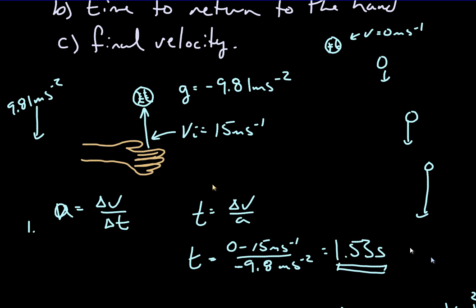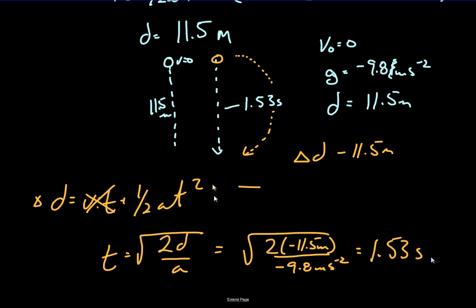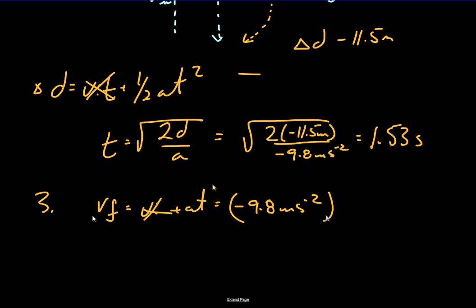Hopefully that's sunk in. The last thing it asks for is final velocity. So we should be able to get that. There's a few ways to do it. Probably the easiest way is just to go like this. v_f equals v_i plus a t. Well, v_i is 0. So essentially we just have acceleration times time. It's accelerating downward at negative 9.8 meters per second squared for 1.53 seconds. And so this should be negative 15 meters per second.